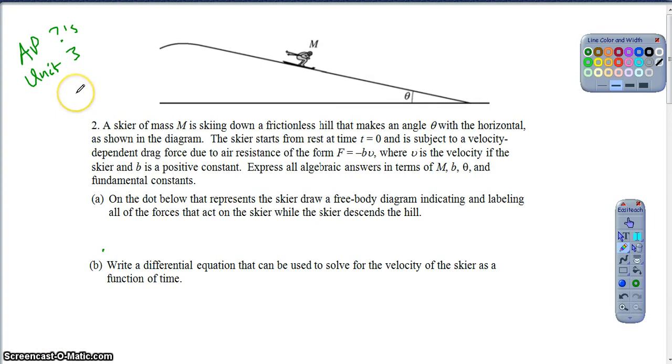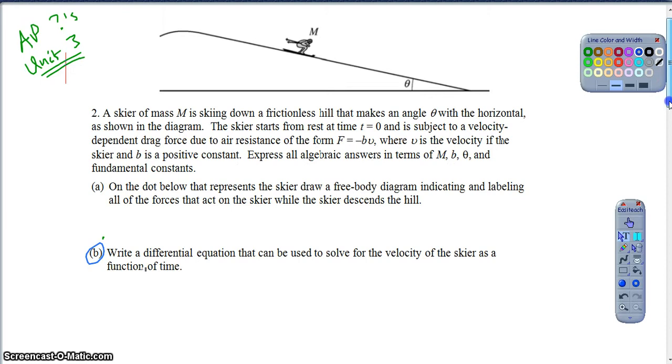Okay, so for part 3 here of the pre-Unit 4 notes, we're going to go back to the questions from Unit 3, the AP questions that we saw. And in particular, I'm going to look at parts B and D. So we had the skier problem, there was air resistance, and for part B, they ask you to write a differential equation that can be used to solve for the velocity of the skier as a function of time.